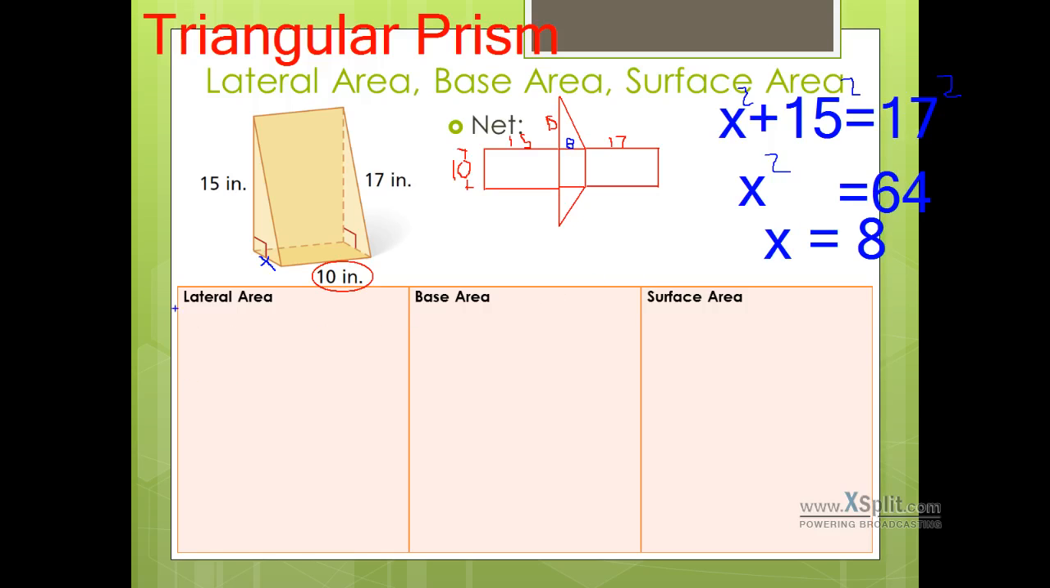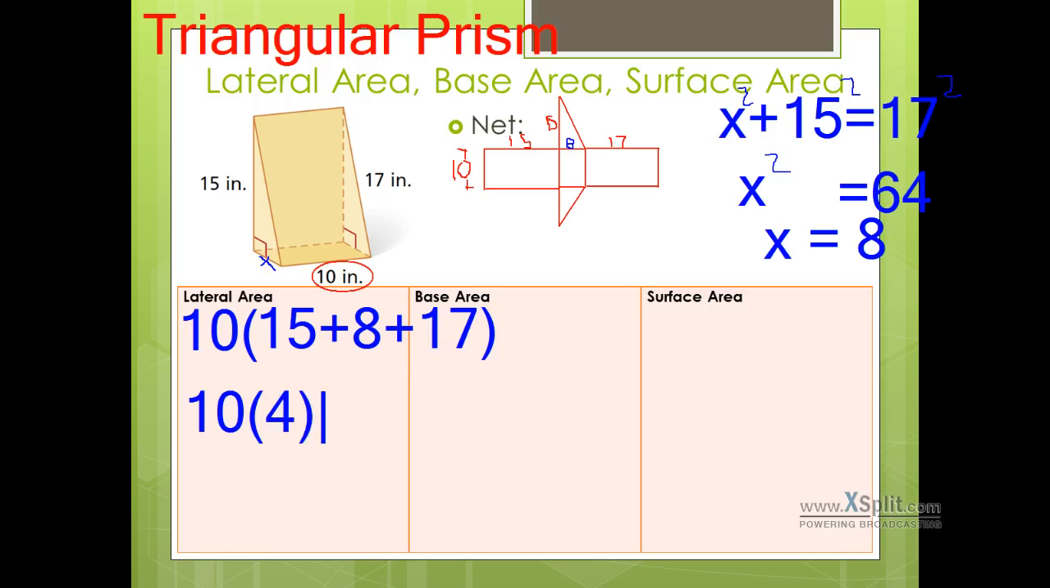Now, lateral area is not too bad. We have a rectangle. Looking at this overall blue rectangle right here, it looks like it is a 10 by 15 plus 8 plus 17. 15 plus an 8 plus a 17 gives us a 40. So it's a 10 by a 40. So that's a 400 inch squared surface area. All right, that's our lateral area.